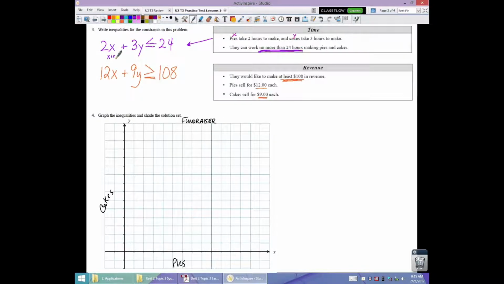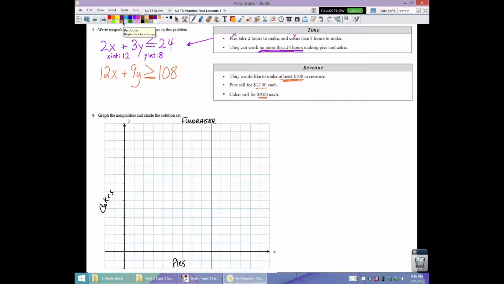So in this purple one, our x-intercept is when we substitute 0 for y. So this term 3 times 0 is just gone. And we have 2x is 24. Well, divide 24 by 2, our x-intercept is 12. Our y-intercept is when I substitute 0 for x, and this term is gone. So 24 divided by 3 is 8.